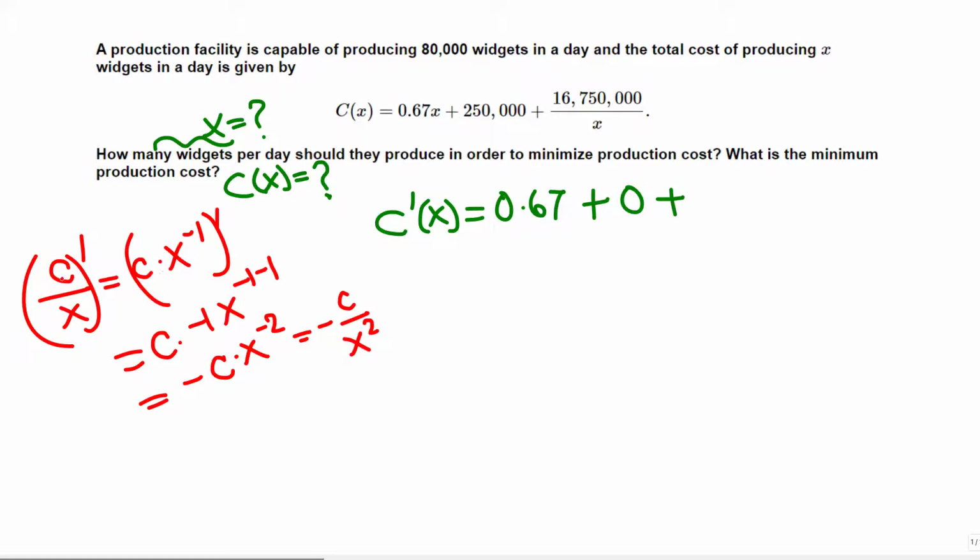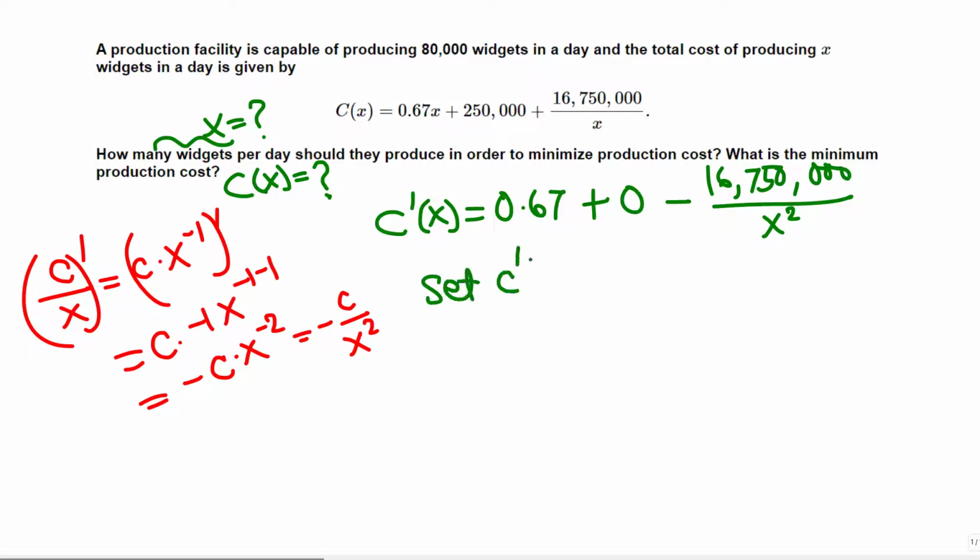So you need to know this fact so that we don't have to write a lot of steps. The derivative of a constant over x is negative the same constant over x squared. You can get the same answer by using the quotient rule. The derivative of the constant is 0. Okay, we could have used that. So for a constant over x, its derivative is minus the same constant, 16,750,000 over x squared. Okay, so that's the derivative.